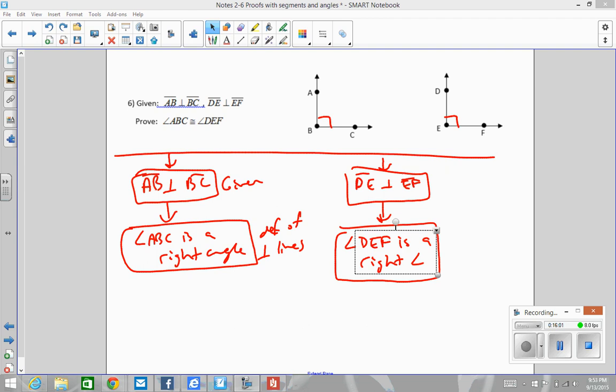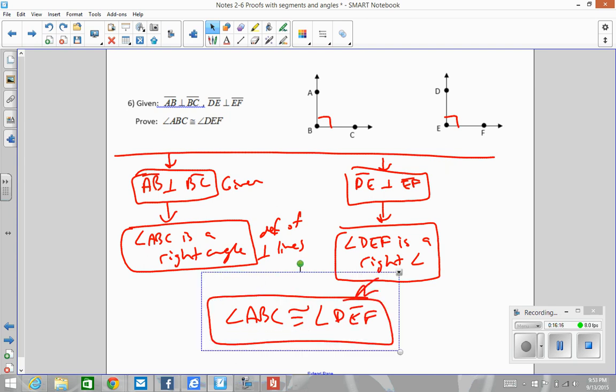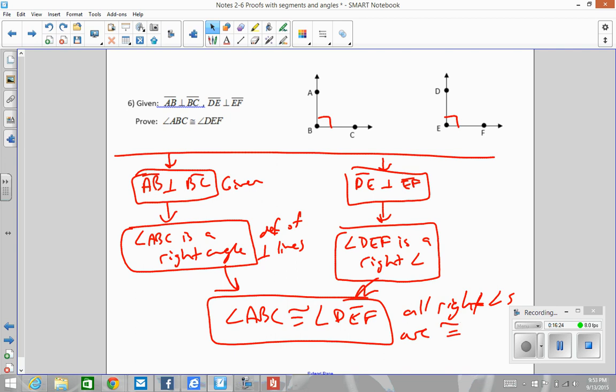Remember back in our notes earlier that theorem 2.4 said that if you have two right angles, then they are congruent. So I can say angle ABC is congruent to angle DEF because all right angles are congruent. Now there's not a name for that theorem, so I write it as a reason. Okay, and so all right angles are congruent, and there I have that proof.